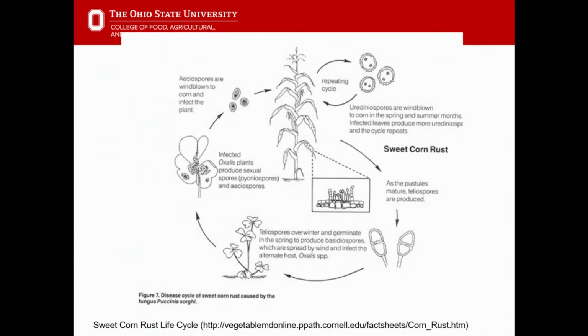As the pustules mature, they produce teliospores, which are overwintering spores that germinate in spring to produce basidiospores. The basidiospores are spread by the wind, and those that land on the alternate host of corn, various oxalis species, can infect these plants and produce pycnospores, the sexual spores, and aeciospores, which can infect corn. Aeciospores thus are the primary inoculum for the corn plant.